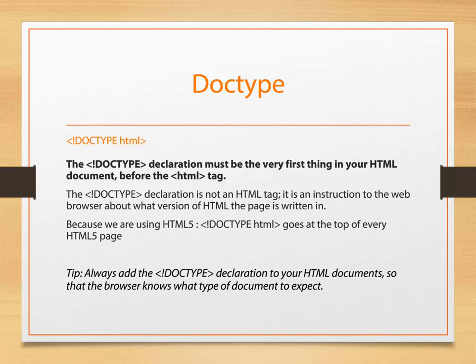The doctype declaration must be the very first thing in your HTML document, even before the HTML tag. The doctype declaration is not an HTML tag, but it is an instruction to the web browser about what version of HTML the page is written in. Always add the doctype declaration to your HTML document so the browser knows what type of document to expect. Because we're using HTML5, the doctype that you see on the page is what goes at the top of every HTML5 page. If for some reason you're using some older version of HTML, you would go to your notes, and there's a link there for you to see the different doctypes for older versions.